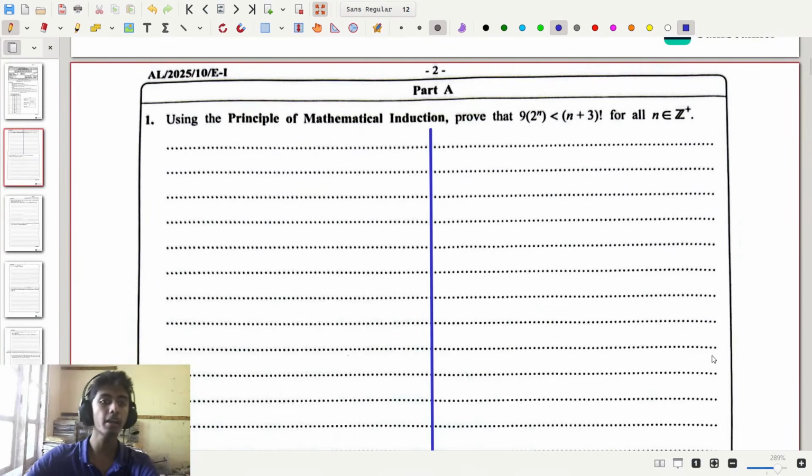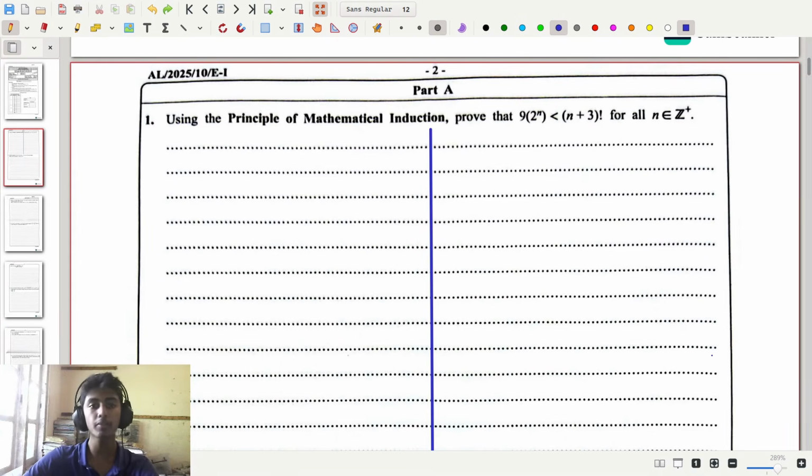2025 A-Level Combined Mathematics, Paper 1, Part A, Question 1. This question is regarding mathematical induction. It says, using the principle of mathematical induction, prove that 9 times 2 to the power of n is less than (n plus 3) factorial for all n elements of the positive integers.